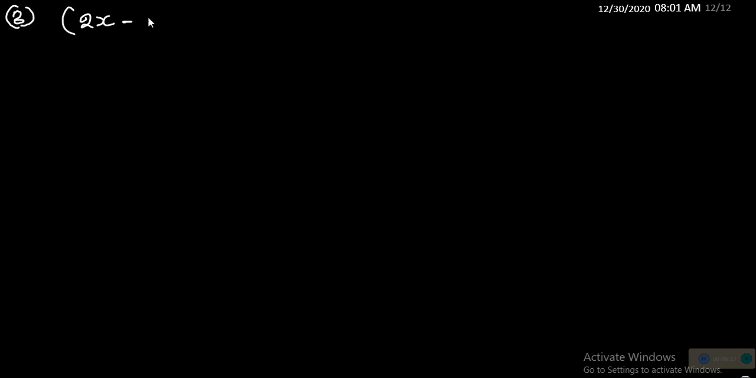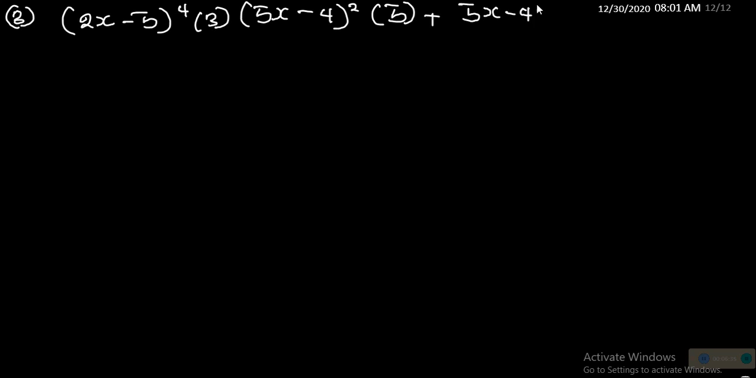2x minus 5 raised to power 4 into 3 into 5x minus 4 squared into 5, plus 5x minus 4 cubed into 4 into 2x minus 5 cubed into 2.